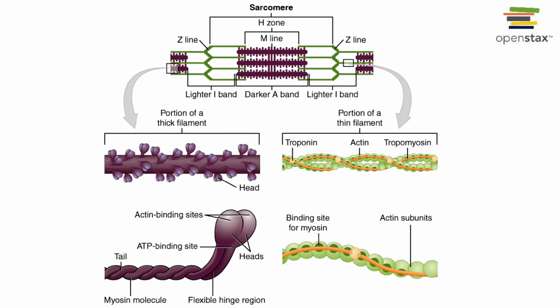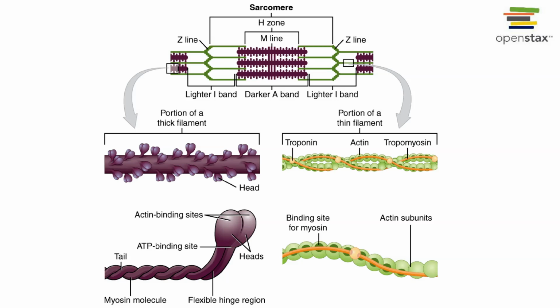contraction. Thin filaments are anchored at the ends of the sarcomere. They contain three important proteins: actin, which provides binding sites for myosin heads; troponin, which serves as the calcium sensor; and tropomyosin, which blocks the myosin binding sites on actin when the muscle is relaxed.